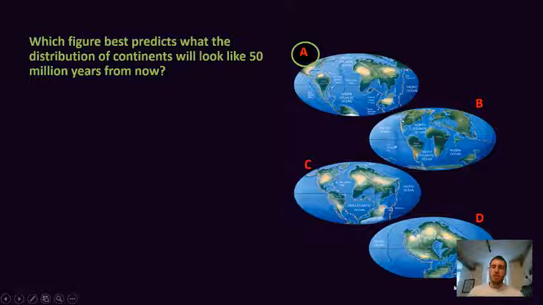D could potentially be correct a couple hundred million years in the future. It's sort of inevitable that we'll have another supercontinent at some point in the distant geologic future, but it's probably going to take quite a bit longer than 50 million years. Okay, that wraps up plate tectonics.